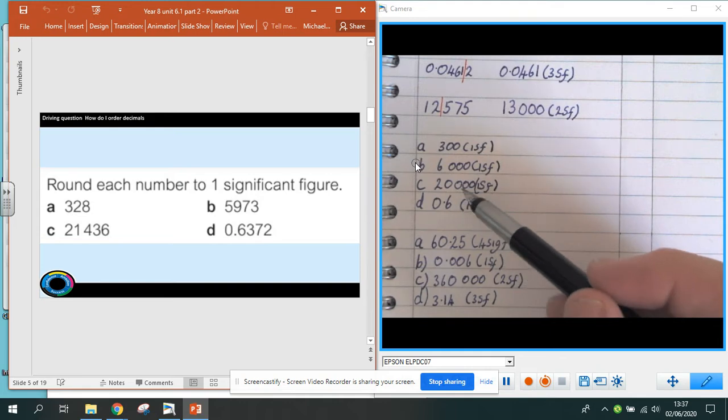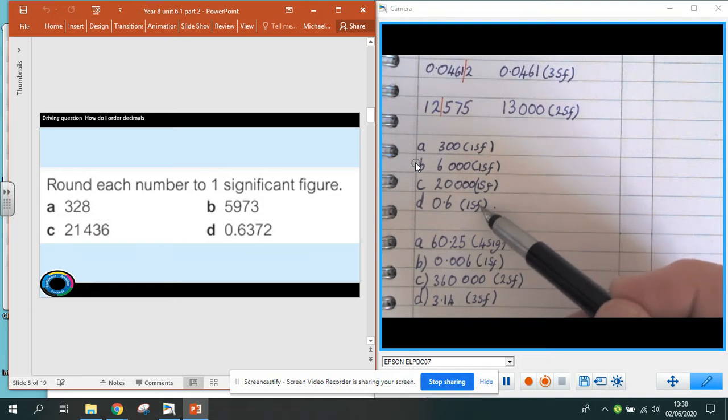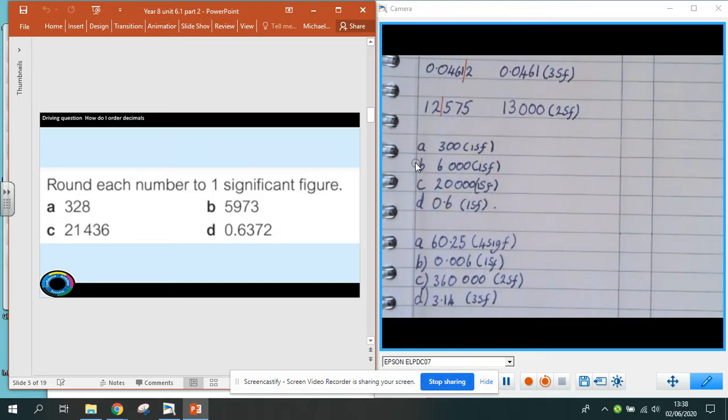The next number, I'm rounding to the nearest 10 of thousands. The nearest 10 of thousands to 21,000 is 20,000. And lastly, the final one, I'm rounding to tenths, and the nearest tenth to 0.63 is 0.6. So that gives us my answers there. If you need some time to write down your corrections, please do so now.